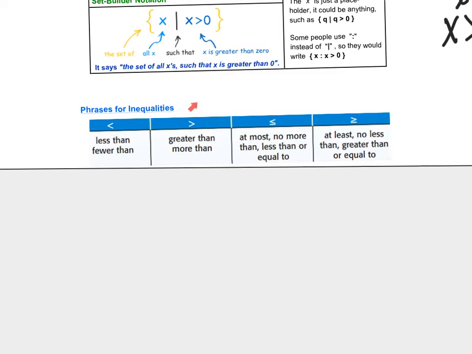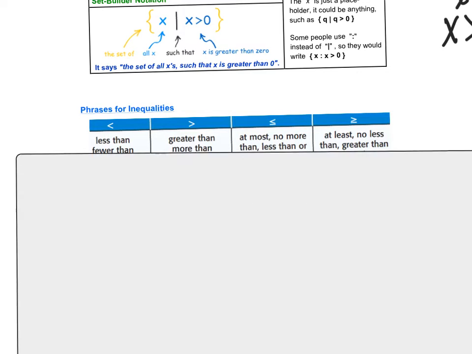So the difference between less than and greater than, and less than or equal to and greater than or equal to, is that with both of these here, it also includes the number you're talking about. In other words, if I said to you, I'm thinking of a number, and the number can either be 5 or anything bigger, you would say x is greater than or equal to 5. If, however, I said x has to be bigger than 5, it's not including 5, so you would say just greater than.